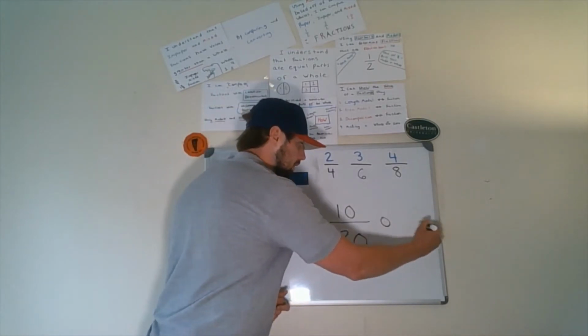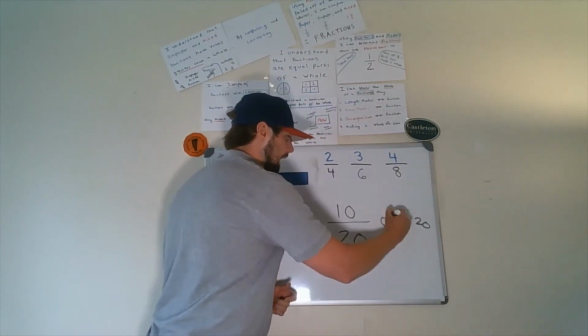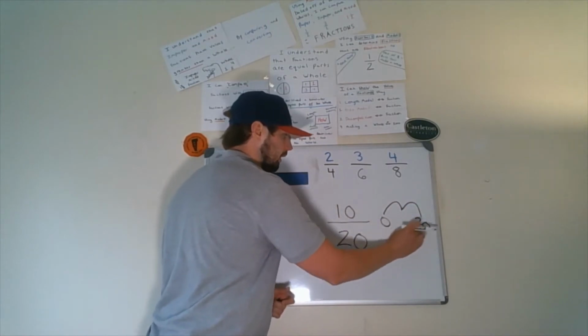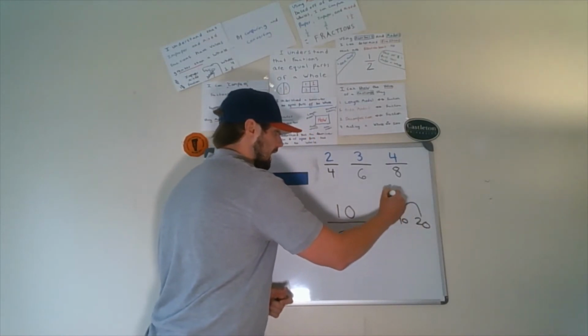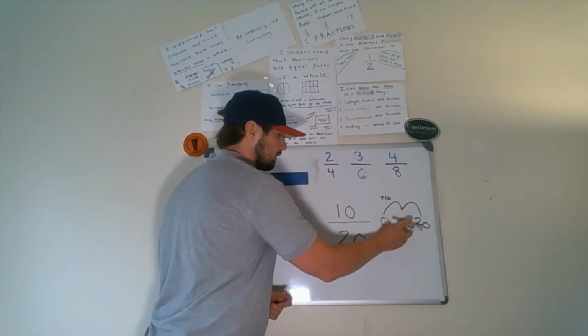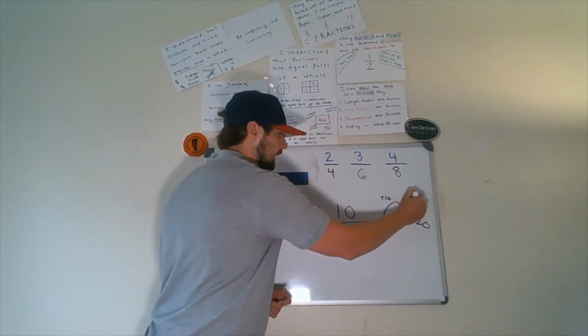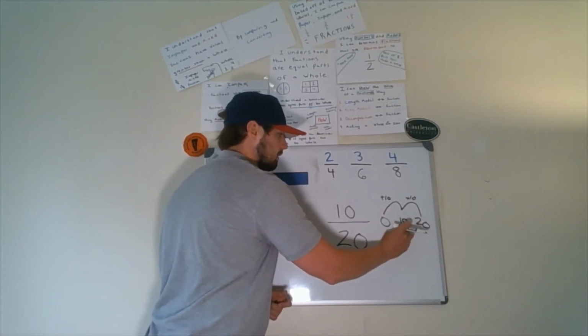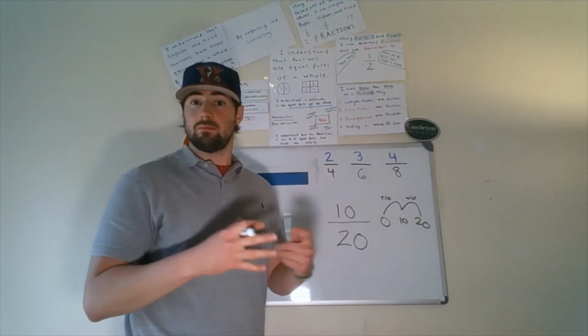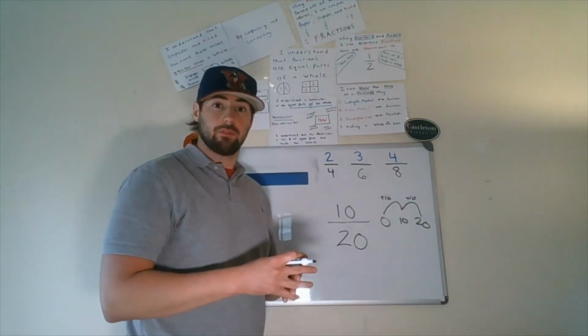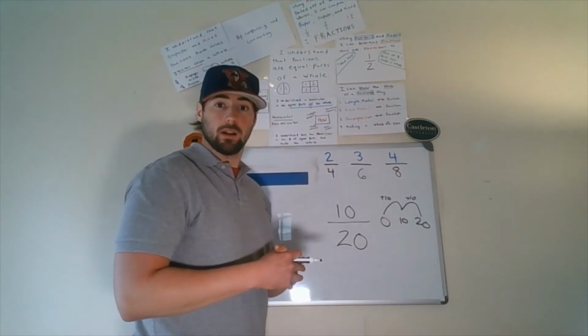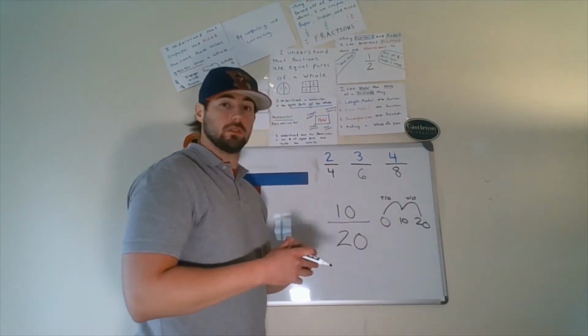I have 0, 20. Halfway between 0 and 20 is 10. I have 10 parts from 0 to 10, and I have 10 parts between 10 and 20. It's the same distance. It's exactly half. It's equal parts, equal values, 1/2.